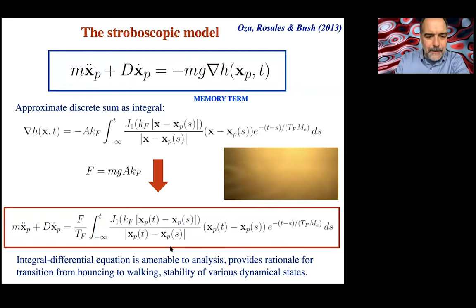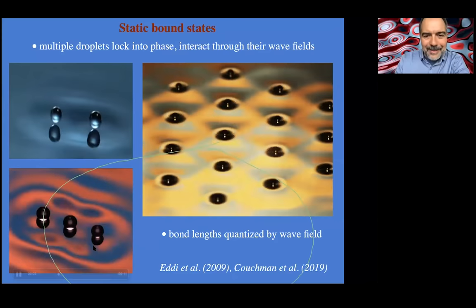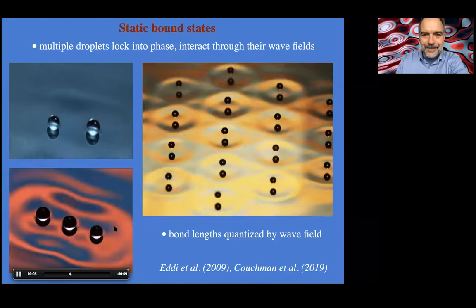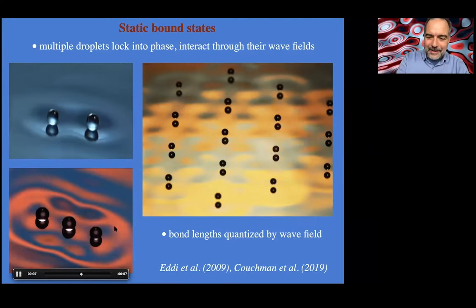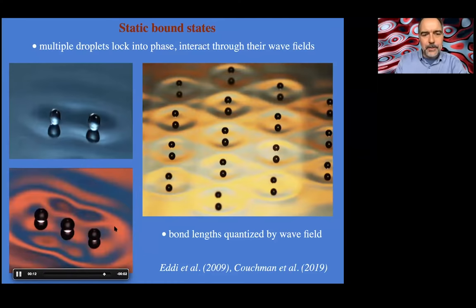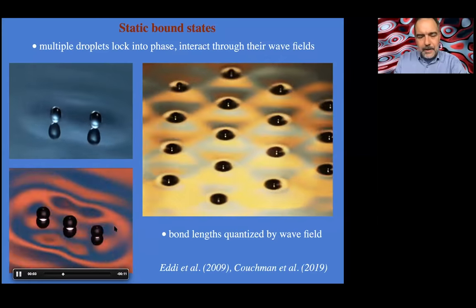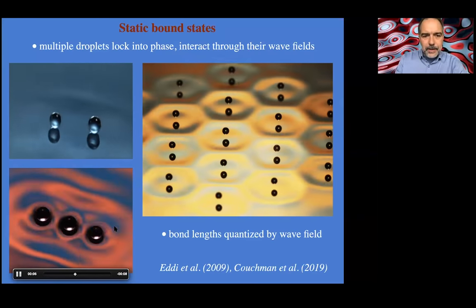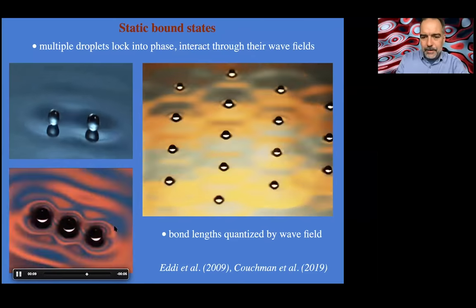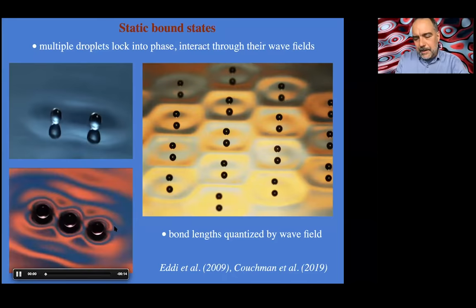In particular, you can examine the stability of the walking state and various dynamical states, orbital states, which we've done. In fact, we've sort of pushed the theory. So you can get these bound states. So the distance between the drops is quantized by the wave field. It's basically going to be some fraction of the Faraday wavelength. And these will then go unstable above a critical forcing threshold. But you get quantization imparted on the system by the wave field.